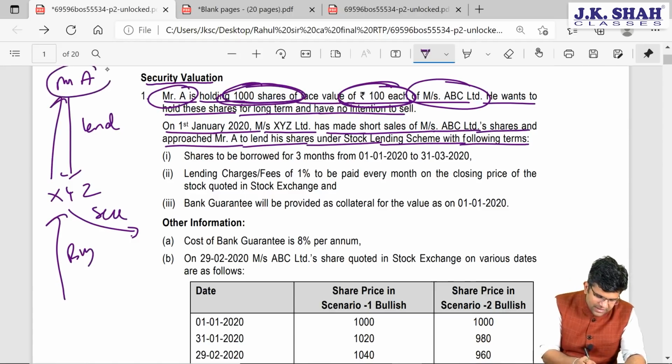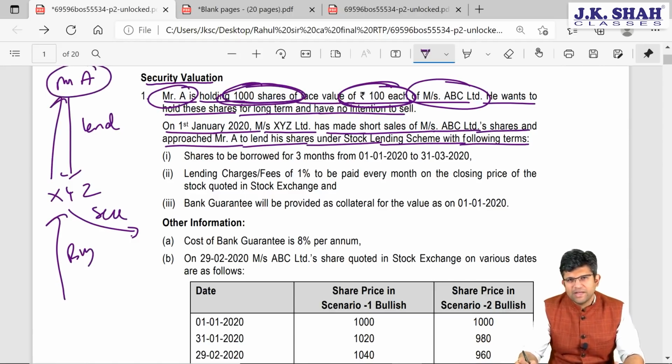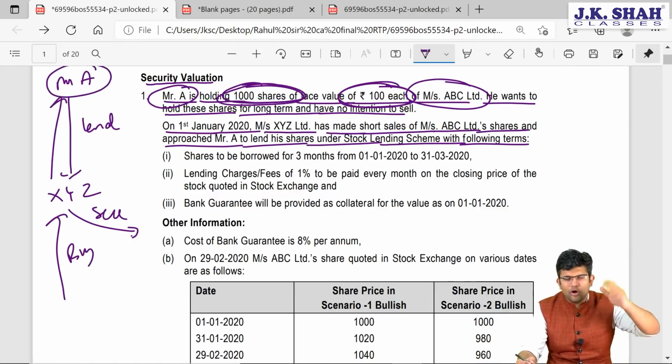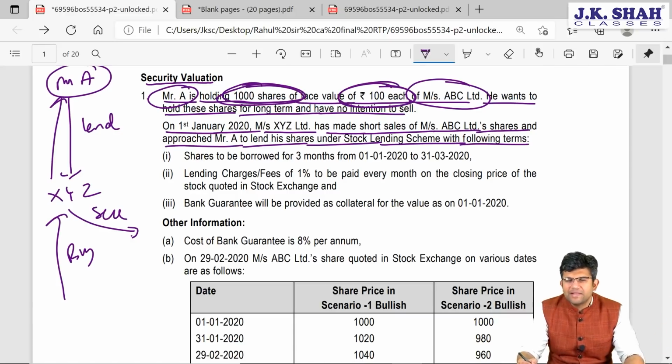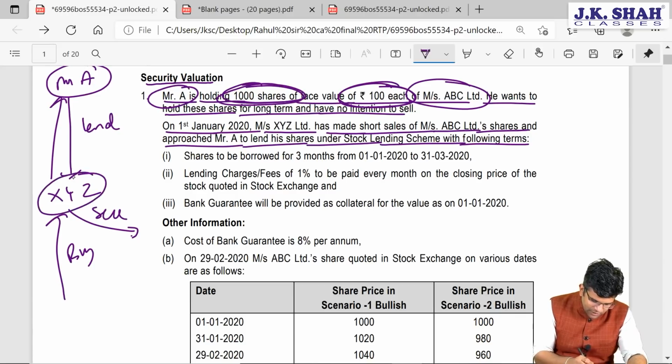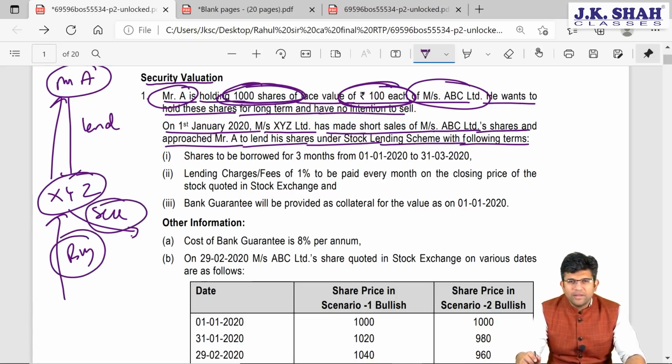Now for Mr. A, it makes no difference because he is anyways going to be sitting on the shares for long. So for 3-4 months, if someone else has it, it doesn't matter, because at the end of that period those shares are going to come back to Mr. A. XYZ on the other hand is expecting to sell it at a price today and then buy it back in a few months at a price lower than the selling price to get that difference as profit.